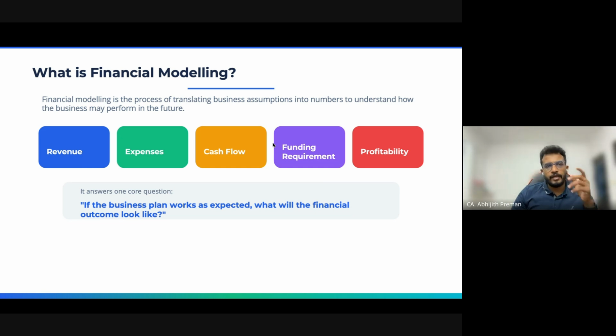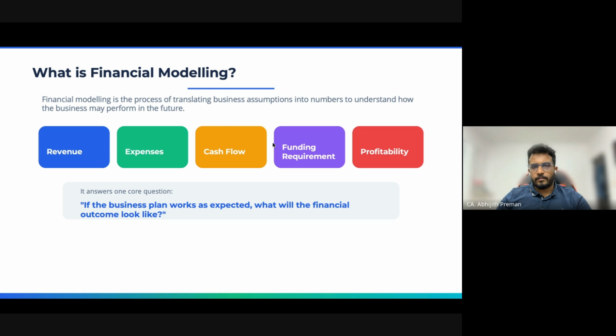Financial modeling is the process of converting business assumptions into numbers and understanding how the business is going to perform in the future. As a founder, everybody would have an idea of what revenue they're going to make, and in order to generate that revenue, how many people they need to hire or what sort of products they should be purchasing. Everybody has a vague idea on that. When we put these things into an Excel or a spreadsheet and work out what the outcome of the business is going to be, that is called financial modeling.